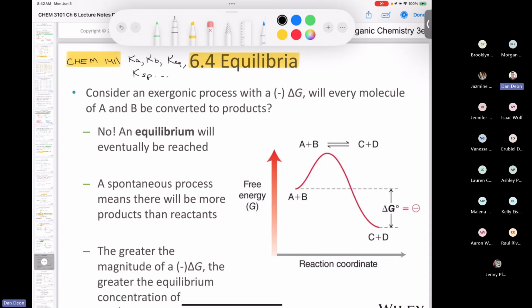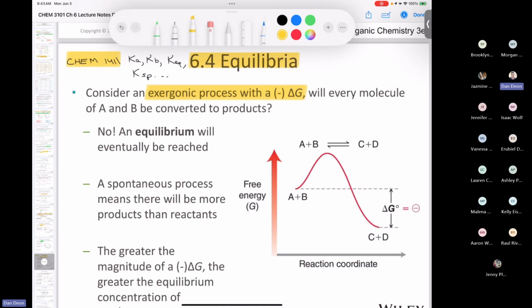So let's take a look here. It says, consider an exergonic reaction. We said an exergonic process is one where your delta G is negative. Now, this is something that's kind of new. In General Chemistry 1, we just gave you reactants and gave you products. That's it.